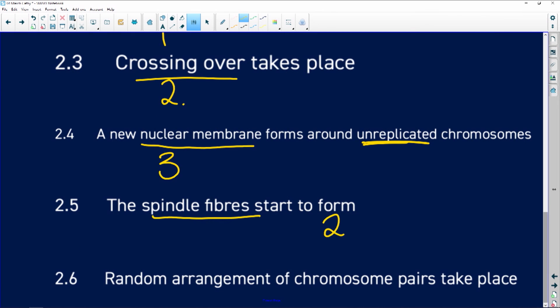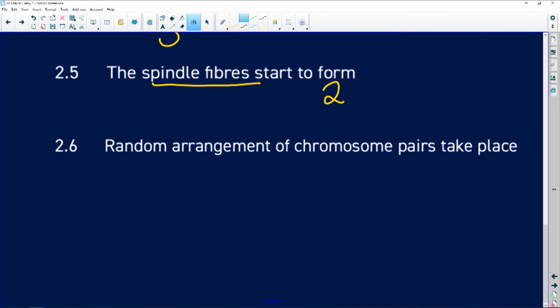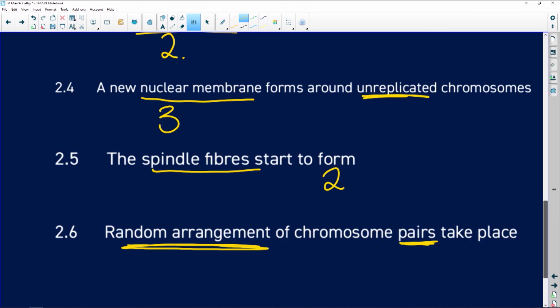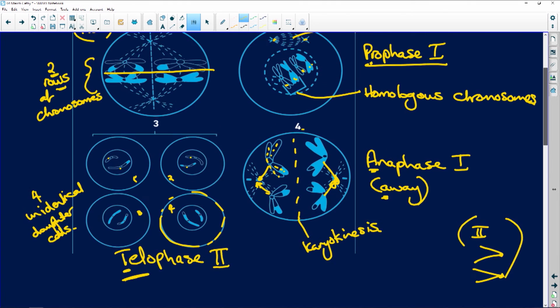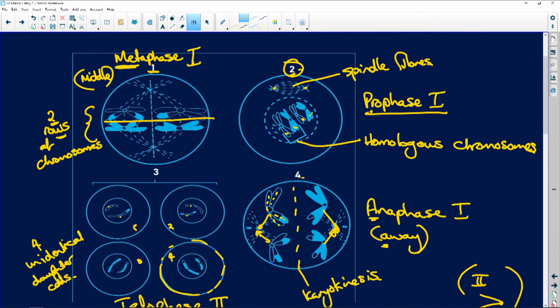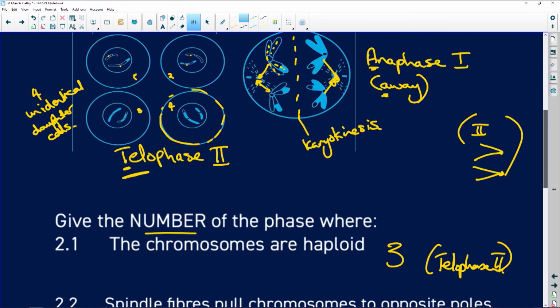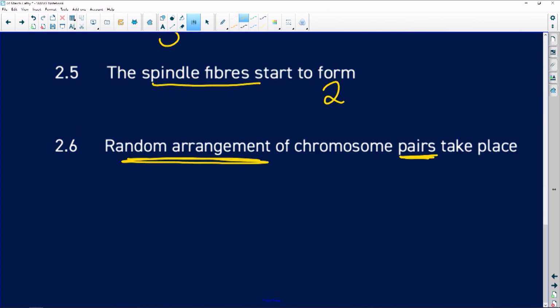Okay, and then our last question. It says random arrangement of chromosome pairs takes place. So where's that random arrangement? It is during 1, which is metaphase 1. So that would be at 1. And please remember that in metaphase 1, there are 2 rows of chromosomes, and in metaphase 2, there is 1 row of individual chromosomes. All right.